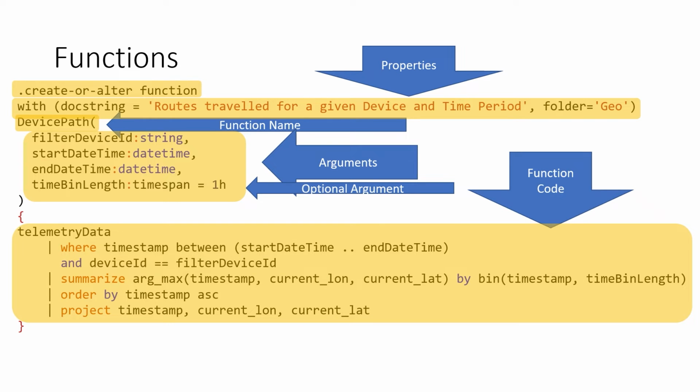Here's the code itself for the function. This one just queries a table called telemetry data, filters by start date time and device ID. It does some summarization by bin. This time bin length, you can override that, but if you don't, it'll be by hour, 1 row per hour, and it'll take the argmax. We saw something like that in an earlier slide. Sort it by the timestamp and output these 3 columns.